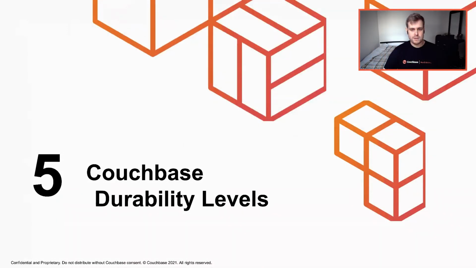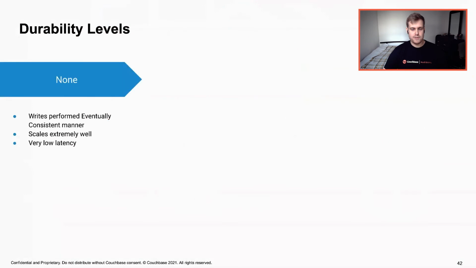Over the next few slides, we'll take a quick look at the spectrum of durability levels on offer when using Couchbase Server. The first and lowest of these, known as none, is how all KV operations were performed before 6.5. It provides eventual consistency and is highly performant due to its scaling very well and providing very low latencies.